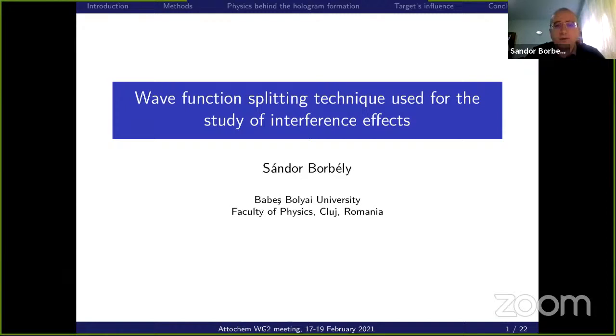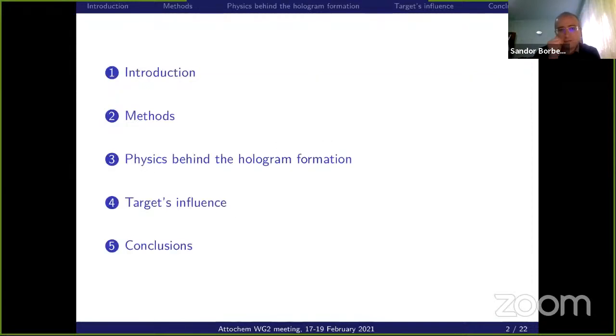As you have already heard, I will speak about the wave function splitting technique, which can be used to study interference effects. And we use this wave function splitting technique in the context of photoelectron holography. I will start my presentation with a short introduction in which I will explain in more detail what I understand under the term of photoelectron holography.